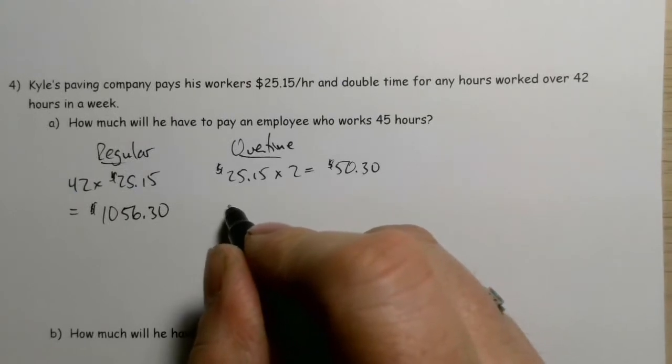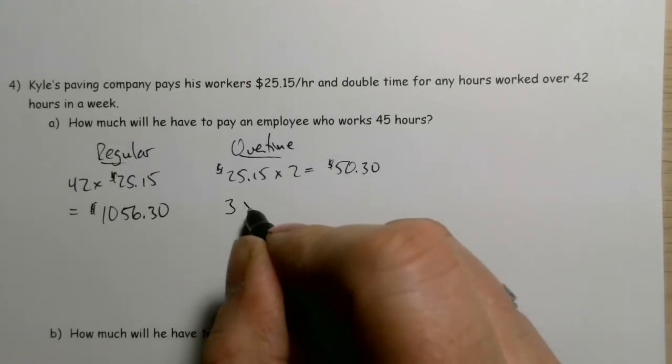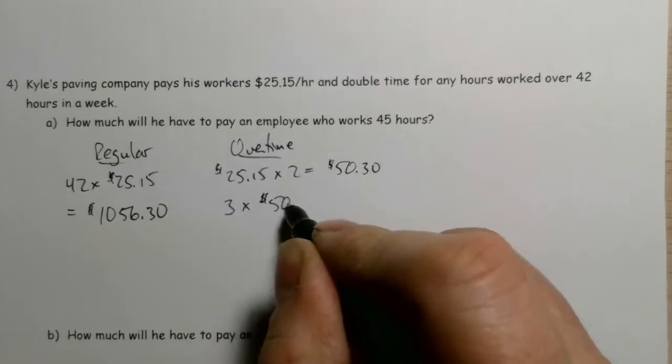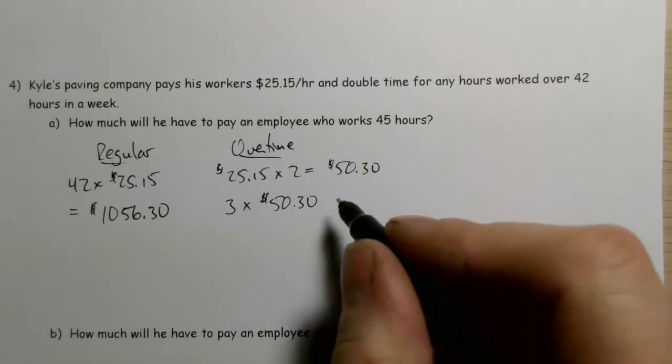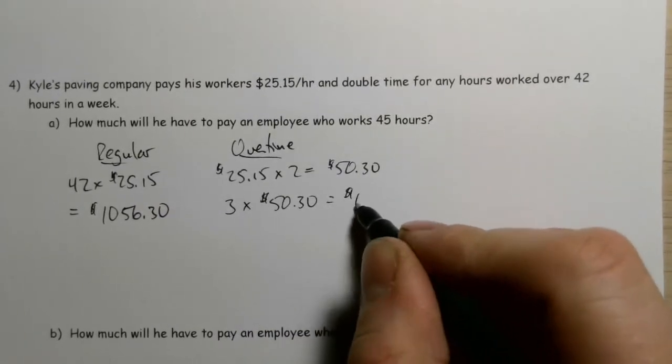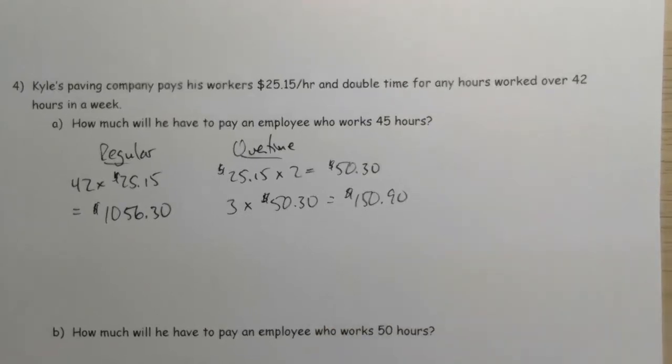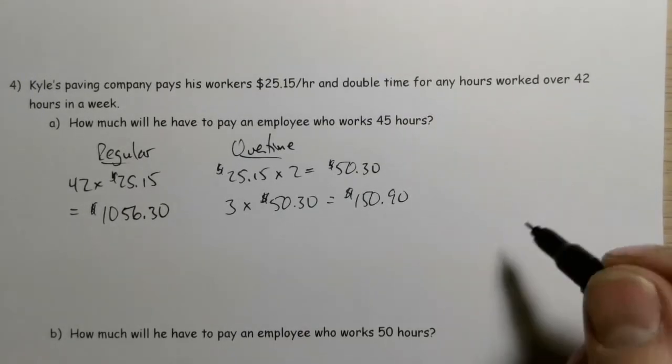So now we'll take the number of hours worked, the 3 hours, multiplied by $50.30. And so that's going to be $150.90 for the overtime work that they're going to do.